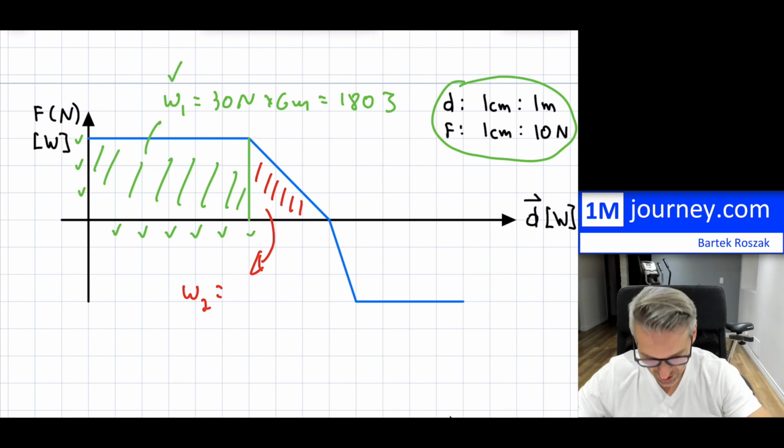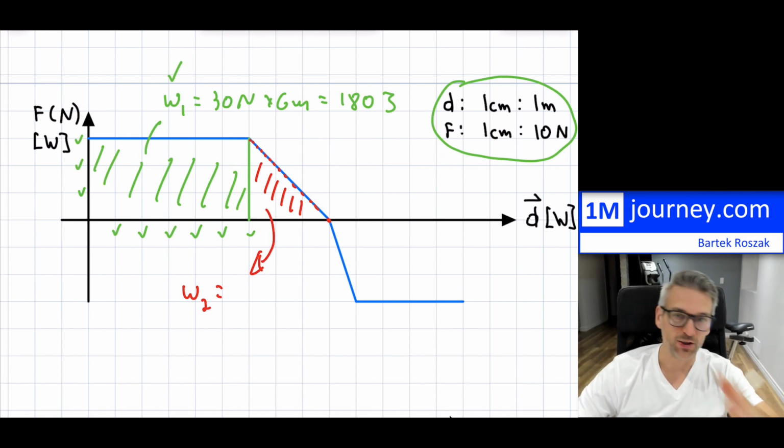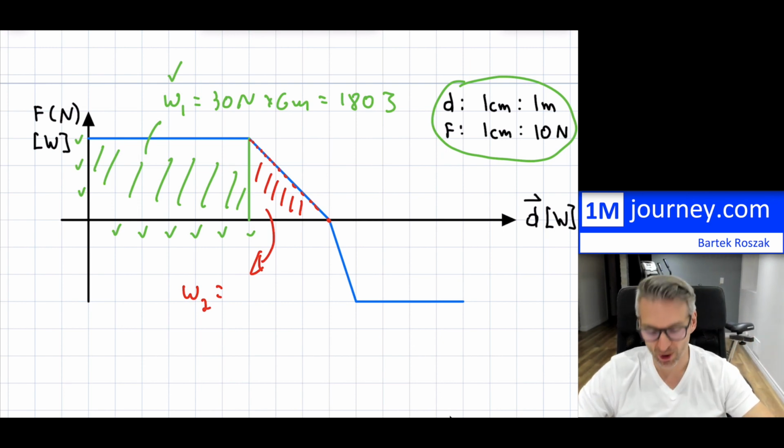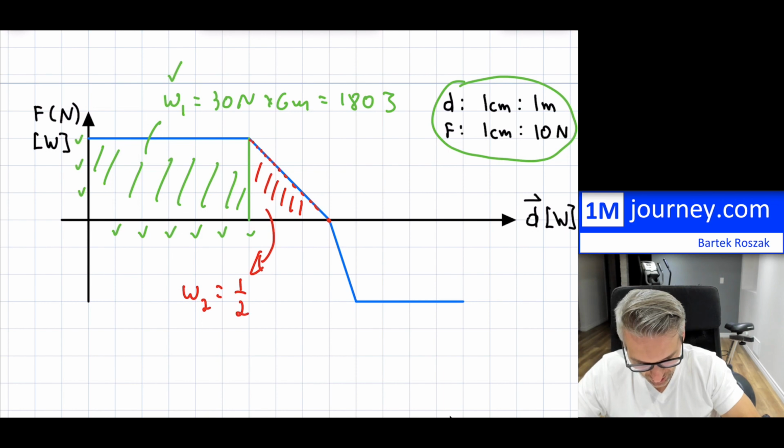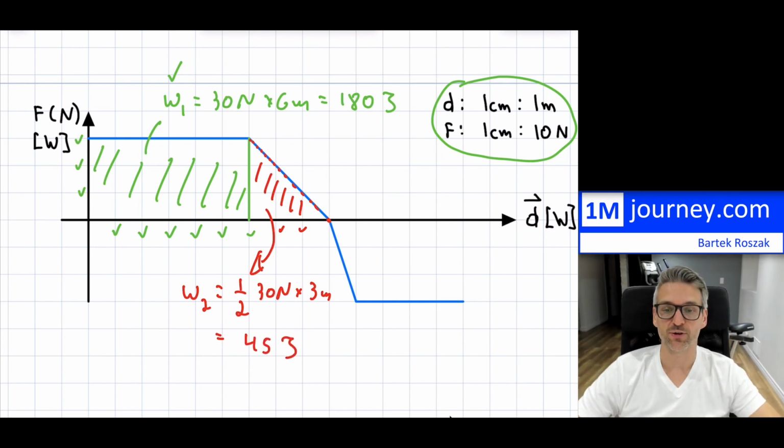It's changing, right? So it's 30 newtons here, and then it goes down, down, down, all the way to basically 0. And then you have the displacement that is carried out. So that's going to be a triangle. Now 30 newtons is the height times, this is 1, 2, 3, so it's going to be 3 meters. So 30 times 3 is 90, and half of that is going to be 45 joules. So there you have that.